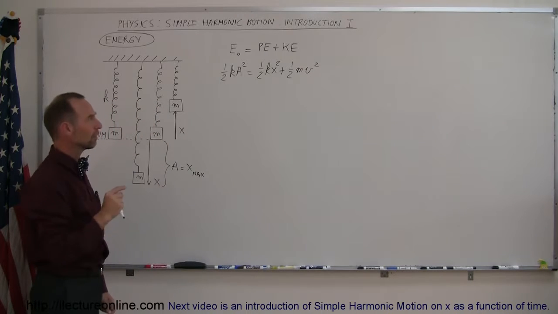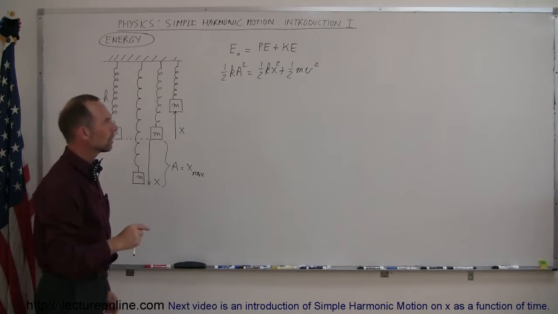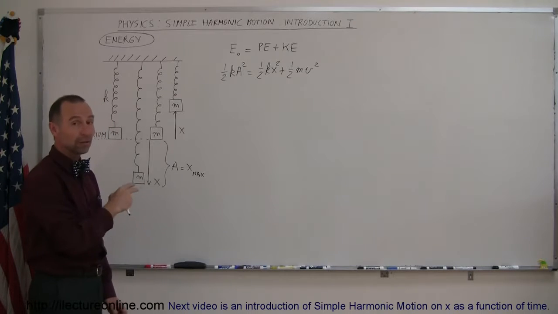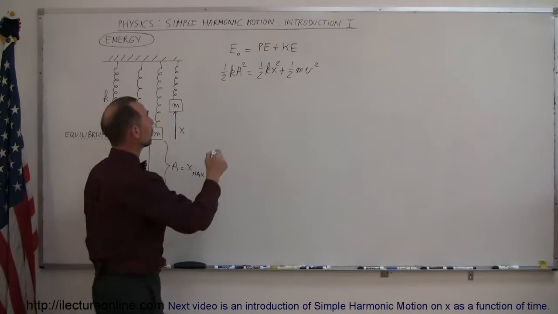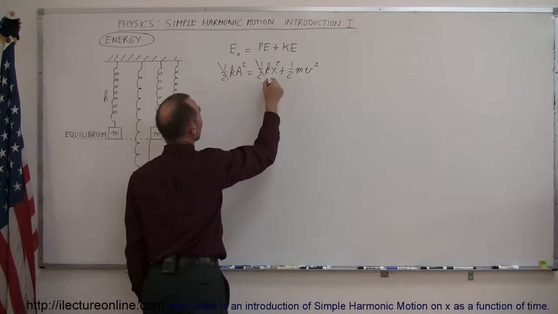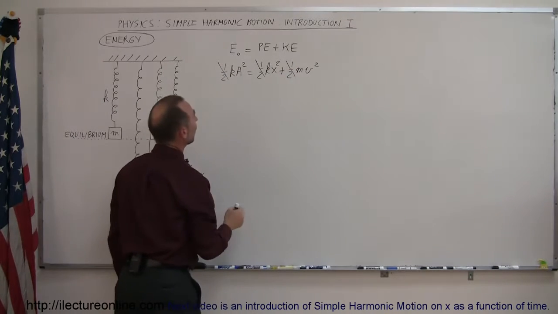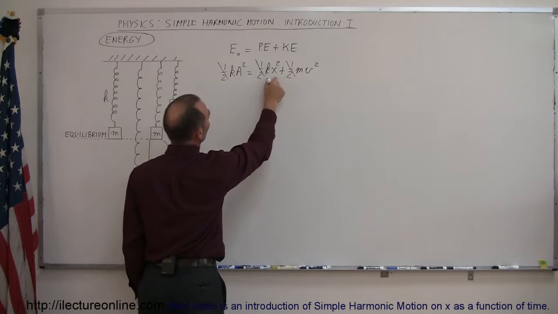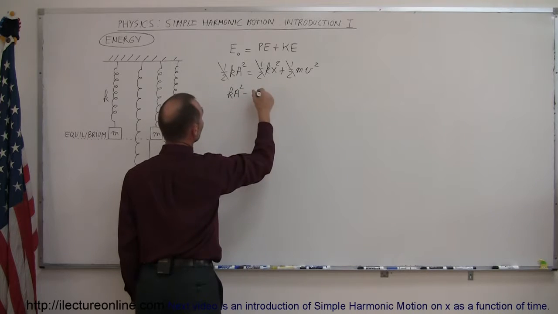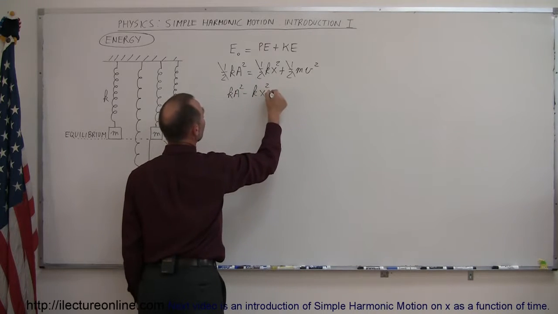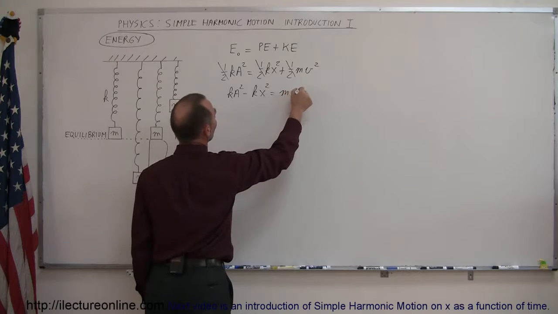All right, we're now going to solve that equation for v. We want to find the velocity as a function of its position x. The first thing we can do is get rid of all the 1/2s, because there's a 1/2 on every term. We now want to solve for v, so I'm going to move the kx squared to the left side. So we have kA squared minus kx squared equals mv squared.